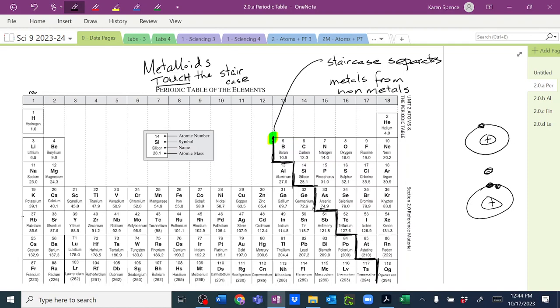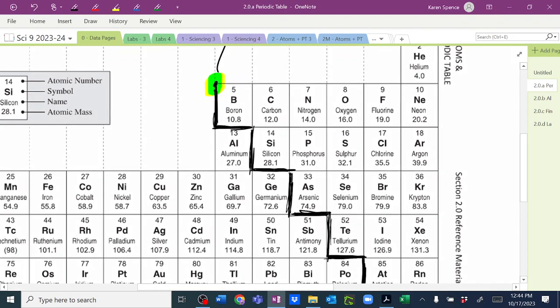Yeah, so we have this staircase that separates the metals from the nonmetals, and then metalloids touch the staircase. So let's take a look. Who touches the staircase? There is one exception, and I'm going to tell you what it is, and you'll remember it because you'll just know it. Which elements touch the staircase? Boron. Boron touches the staircase.